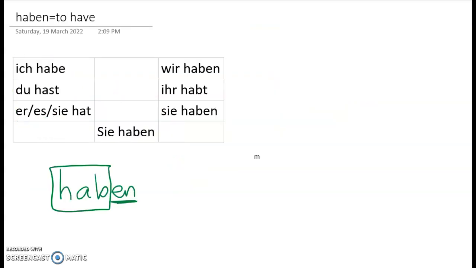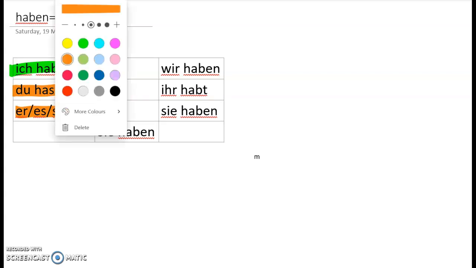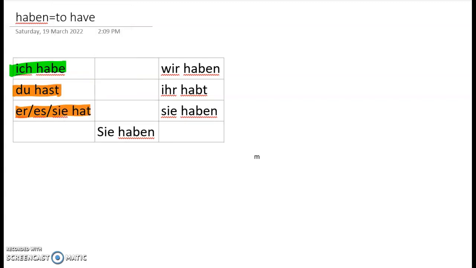So haben goes like this. It's got ich habe, du hast, and this is where it's a bit funny, right? So there's no B in there, it's just du hast, and then er, es, sie hat. So the orange ones are the slightly weird ones that don't fit our usual pattern. And then in the plural, it's all pretty straightforward, right? Wir haben, ihr habt, sie haben, and Sie haben.